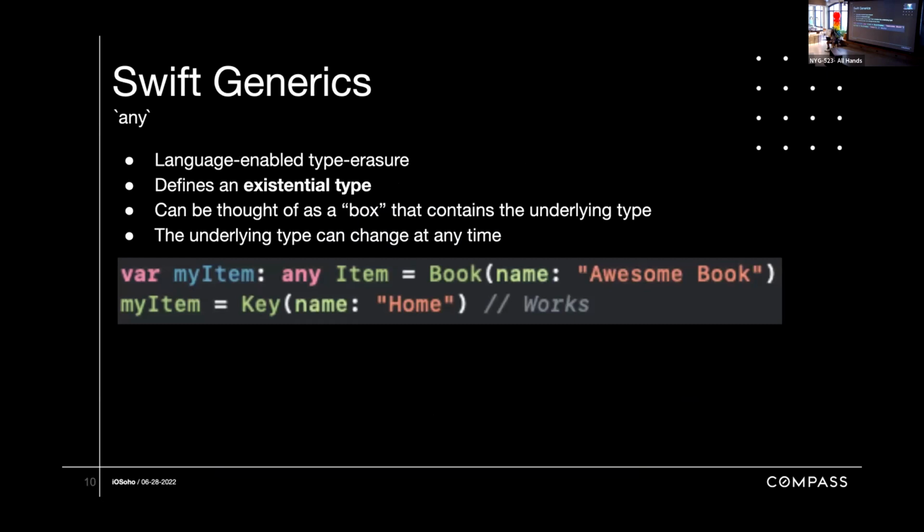Then let's talk about any. It is basically a language feature to enable type erasure. It is defined by Swift internally as an existential type. It can be thought of as a box that contains the type. So in the same way in the past you had AnyItem, or if you worked with Swift, you also maybe worked with AnyHashable, AnyCollection. Those are just a container in a way, and allow you to have a book, but also assign it to a key or any kind of item you would have.